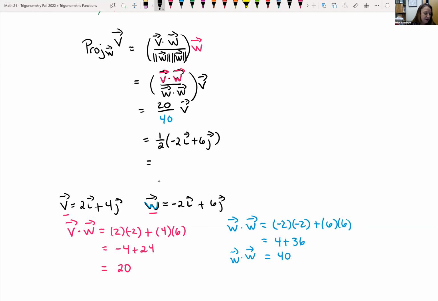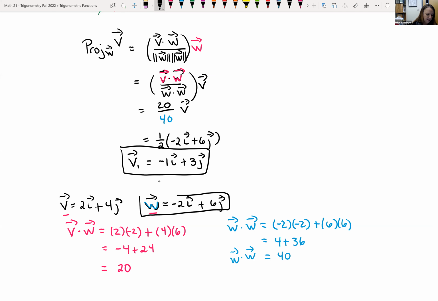Distributive property, we have 1/2 times negative 2 vector I, that gives me negative 1 vector I. 1/2 times 6, that gives me 3 vector J. So the projection of V onto W would give us this vector. Let's call it V sub 1. So this vector here, V sub 1, is parallel to our vector W right here.